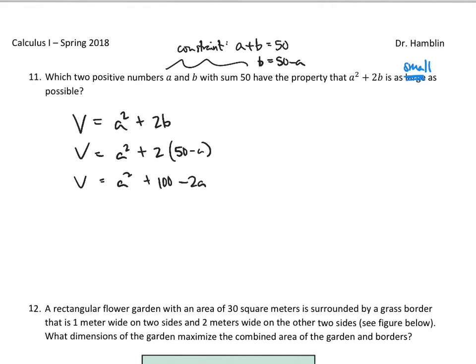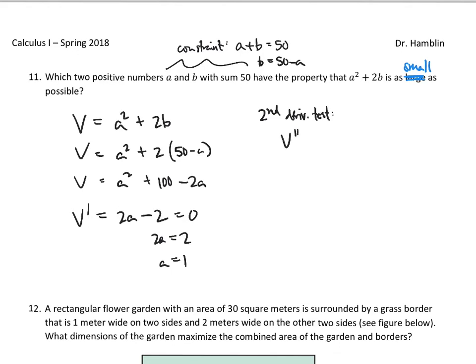Now that I've got it expressed in terms of one variable, I'm going to take the derivative of both sides. I get 2a, the derivative of 100 is 0, 2a minus 2. Now I'm looking for critical points. 2a minus 2, set that equals 0. Solve, I get 2a equals 2, and a equals 1. Now I want to make sure that this really is the minimum that I'm looking for, so I'm going to test this. I'm going to use the second derivative test.